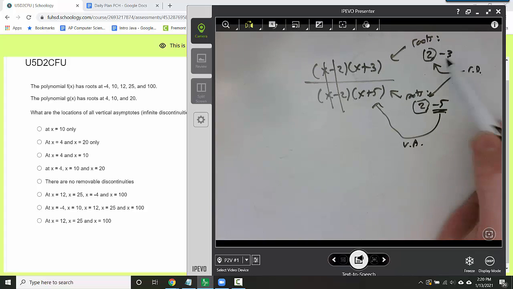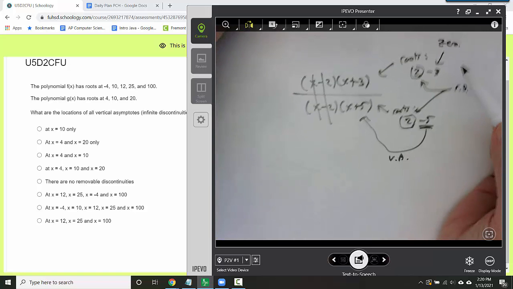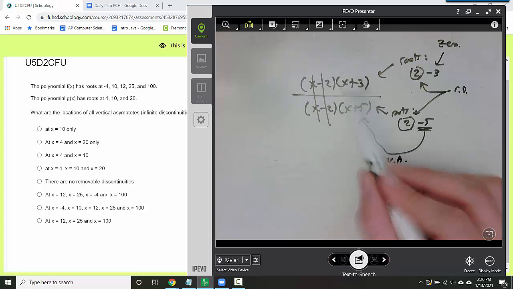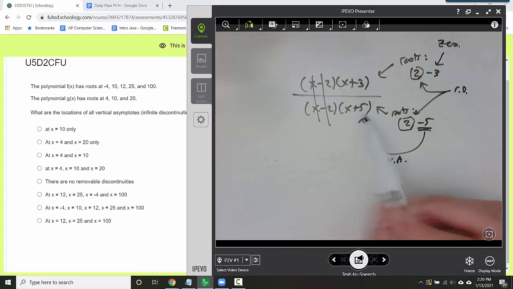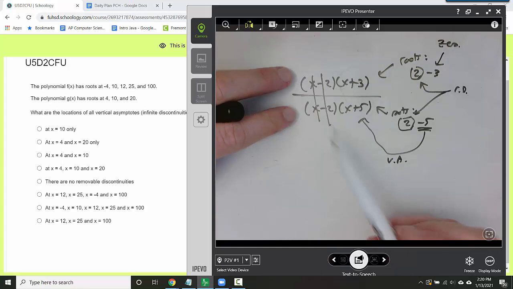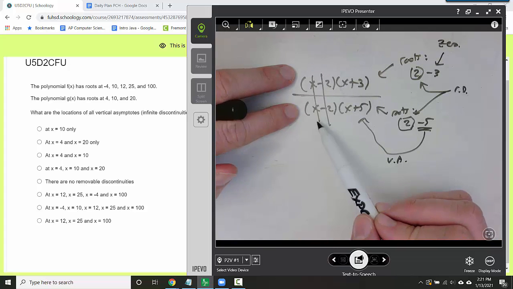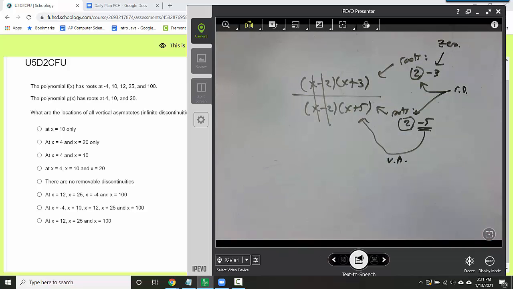What does it mean when your numerator has a root that your denominator doesn't have? This would be a 0 of your entire function. Because if you imagine plugging in x equals negative 3, you'll end up getting 0 divided by something that's not 0. So if you have 0 divided by any non-zero number, that's just equal to 0, which is the same thing as a root of your original function. So the question you want to ask yourself is, are there shared roots between the numerator and the denominator, or is it one or the other? And what does each of those situations mean?